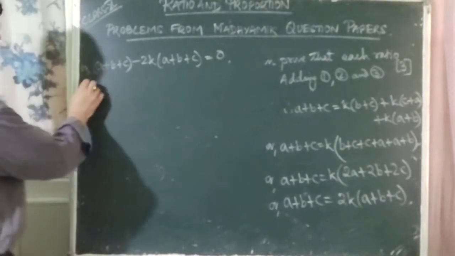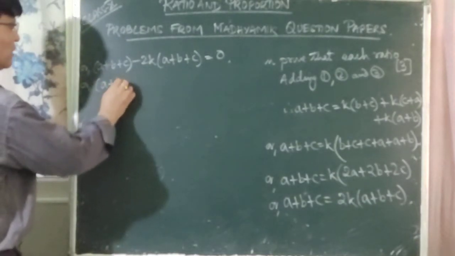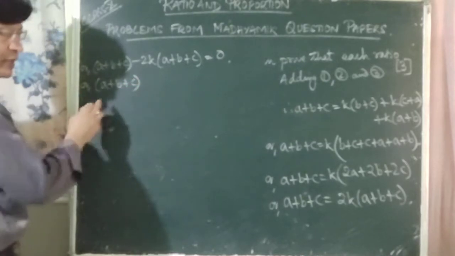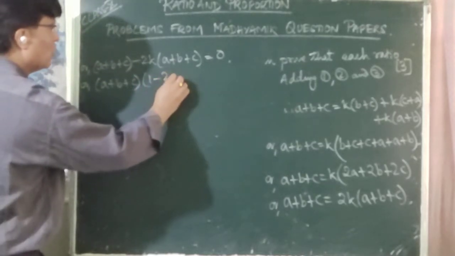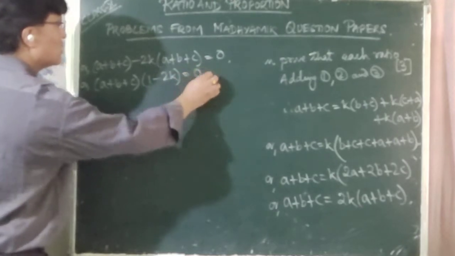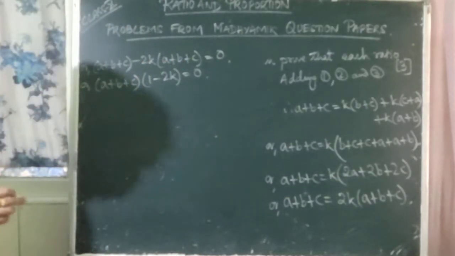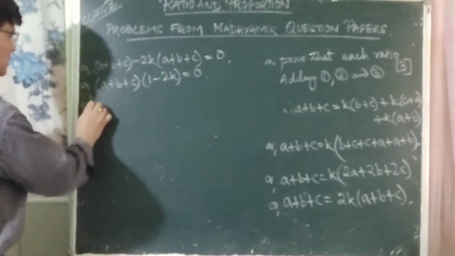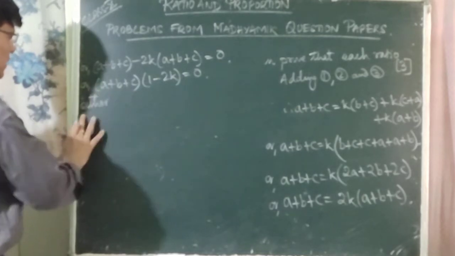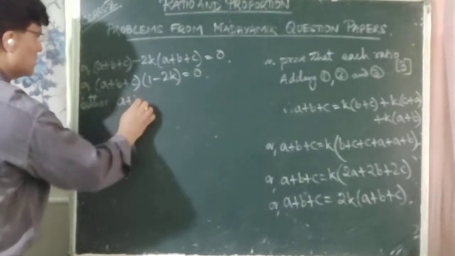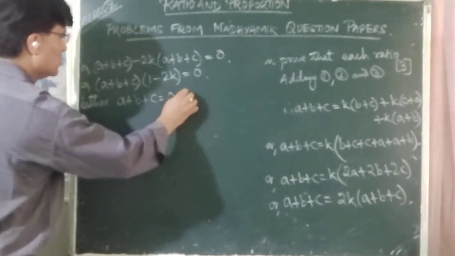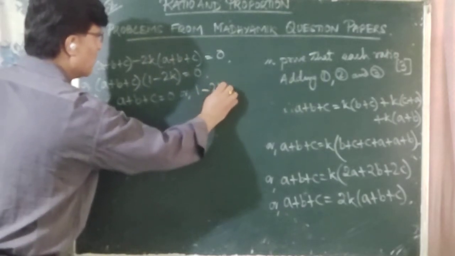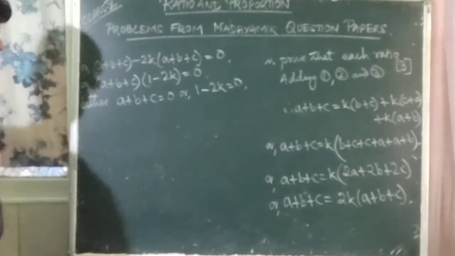Okay, now what is common here? It is a plus b plus c that is common within the bracket, times 1 minus 2k, is equal to 0. So you can write here either or. So either a plus b plus c is equal to 0, or 1 minus 2k is equal to 0.